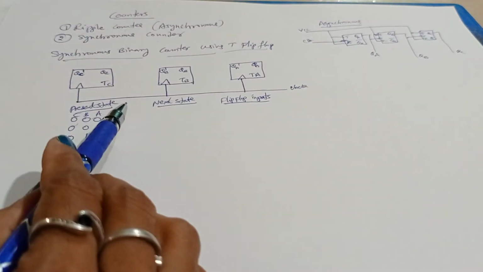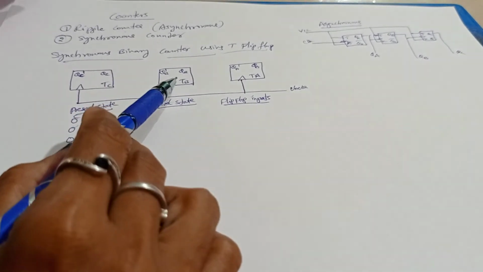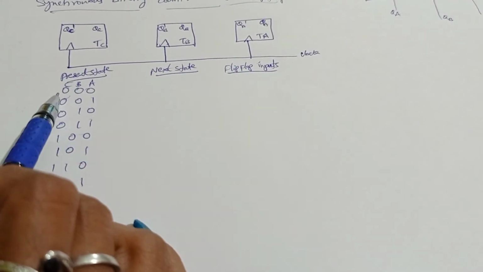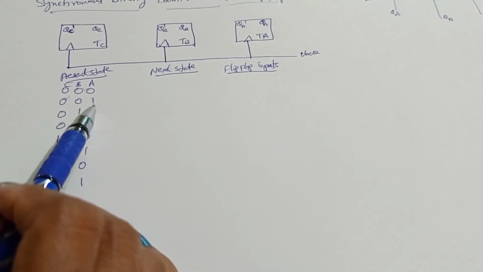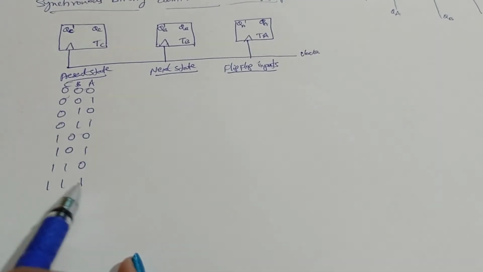This is the present state. Flip-flop A is taken this side, and next flip-flop B here and C. Starting from 000, 001, 010, 011, 100, 101, 110, 111.